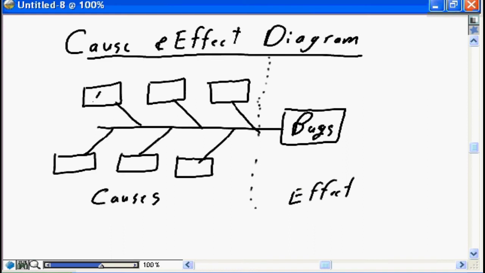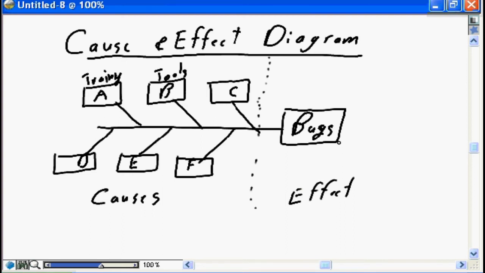Then you go back and you look at the causes. What are the causes? Cause A could be training or lack of training. Cause B could be tools, that you don't have the right tools for the project. Cause C could be, cause D could be, cause E could be, cause F could be. So you'll go through and do a brainstorming session to understand what the various causes could be of why bugs are going to be introduced into your final project.